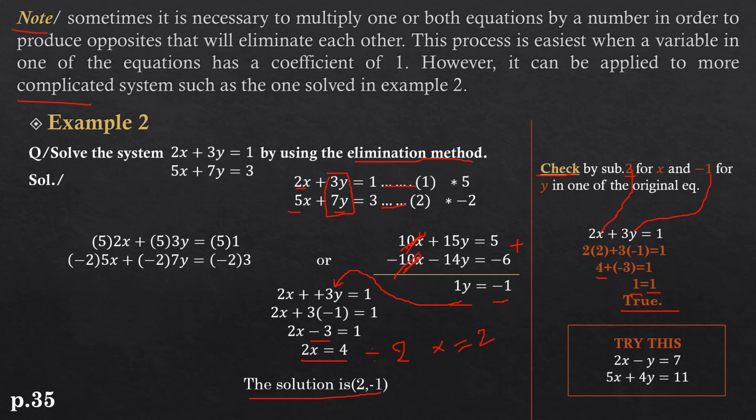It must be equal to this number. You have to solve this to find this, okay? So try to solve this: 2x minus y equals 7, 5x plus 4y equals 11.